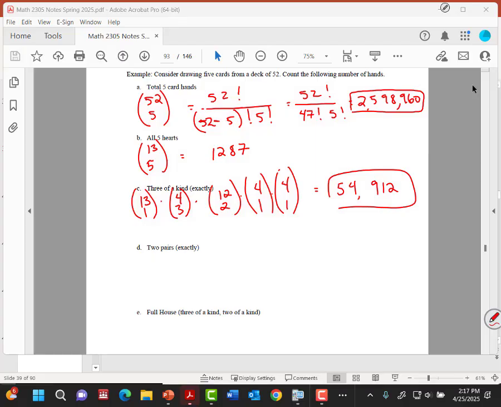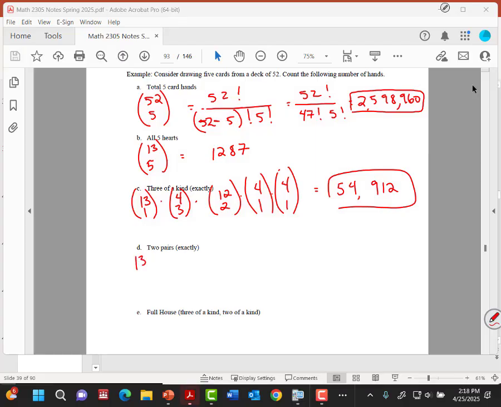Okay, 2 pairs exactly. So what do I mean when I say 2 pairs? That means a pair from one denomination, a pair from a different denomination, and then the 5th card doesn't belong to either of the first 2 denominations. So 2 alike, and then the 5th one is just in some other denomination. So how would we work this one through?